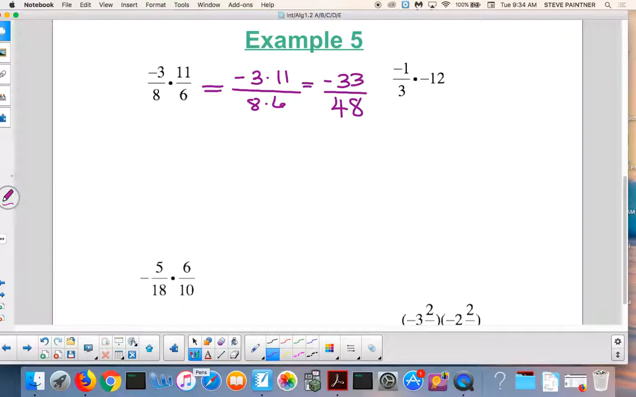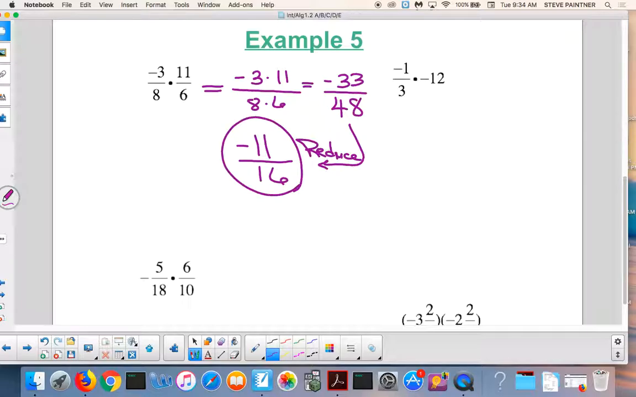So did you do that? Okay, are you done? Are you done? I don't think you've reduced it. I think there's a number that goes into 33 and 48. You think it's 3? Well, 3 goes into 33 11 times. 3 goes into 48 16 times. So guys, the final answer is negative 11/16.